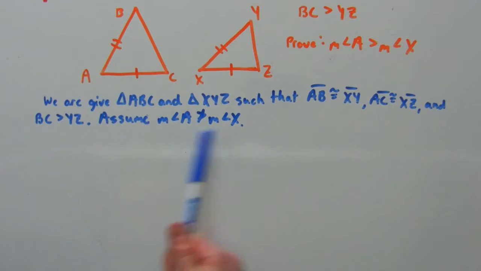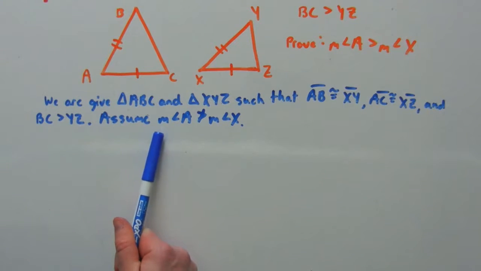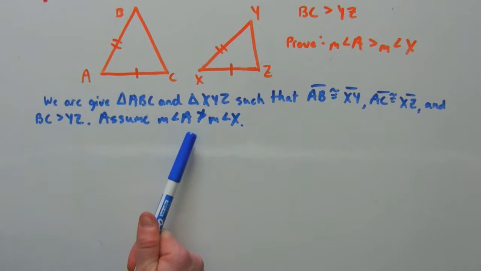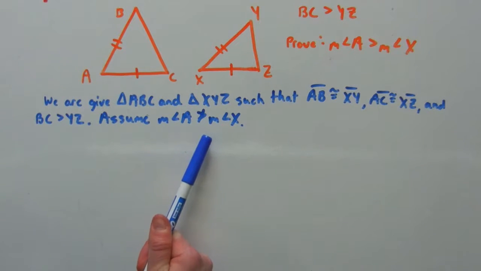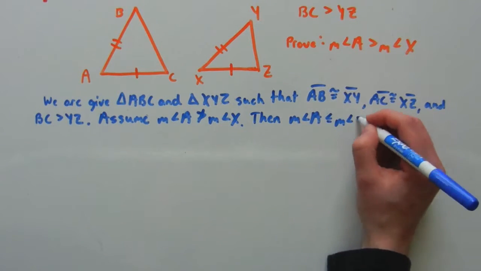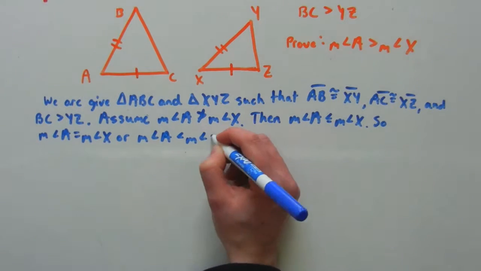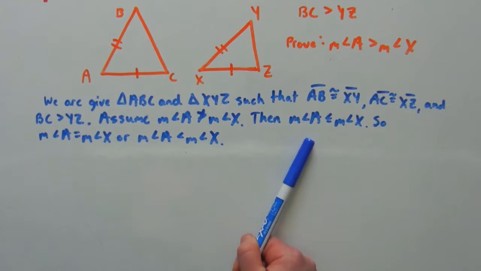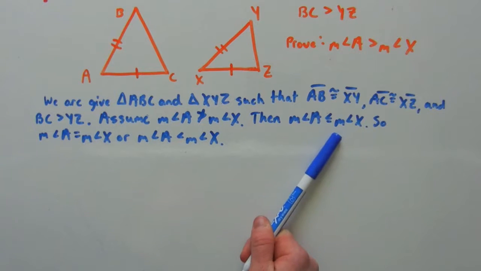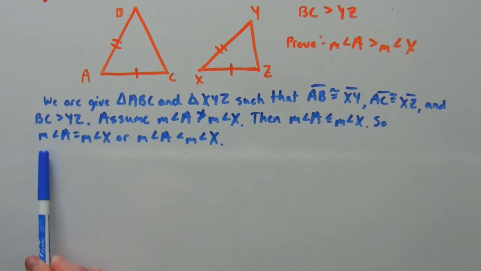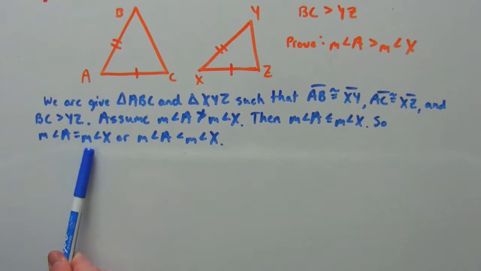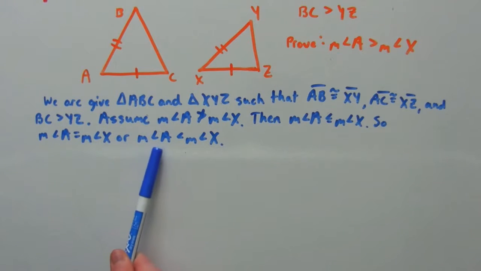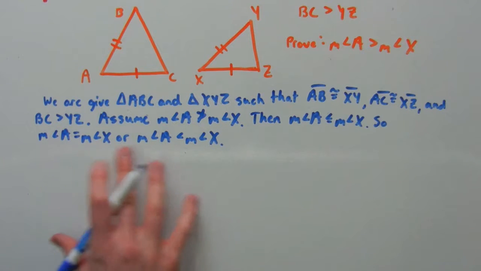So writing down what we're given, and then I'm going to say, assume that the measure of angle A is not greater than the measure of angle X. If it's not greater than, it's saying that the measure of angle A is less than or equal to the measure of angle X. So, the measure of angle A equals the measure of angle X, or the measure of angle A is less than the measure of X. So we're going to have two separate cases.